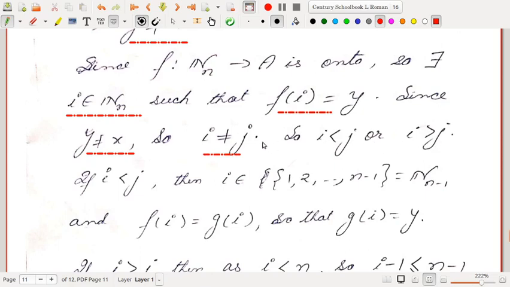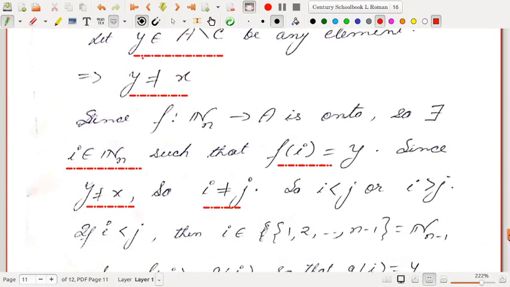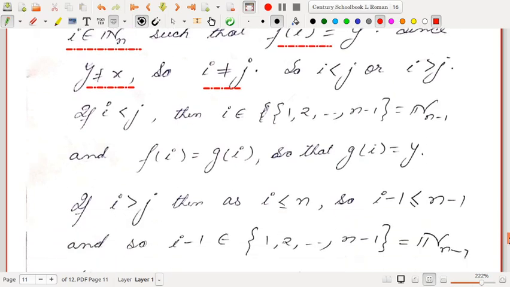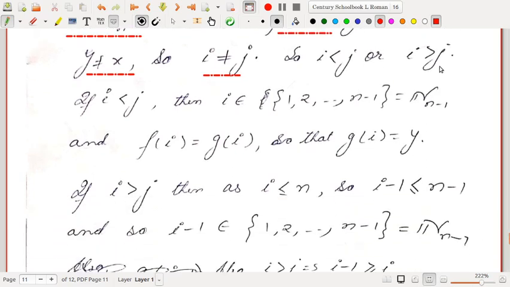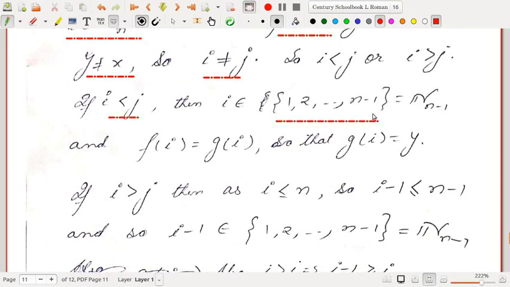Okay, so because if i equals j, then f i will be f j, so that is f i will be equal to x, so that is not possible. Okay, because y is not equal to x, we had already taken, right? So what was j? j was the element for which f j is equal to x. Okay, so either i is less than j or i is greater than j. If i is less than j, then what will happen? i belongs to this set, obviously.